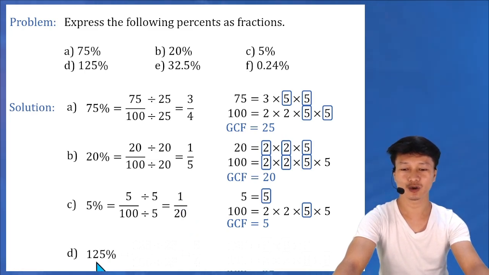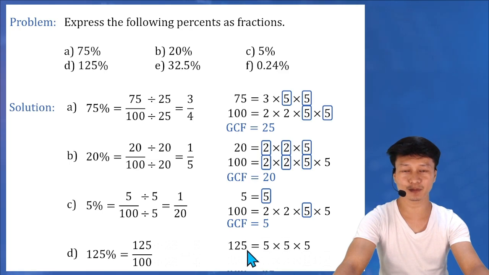Okay, so letter D. 125% is equal to, again, i-divide lang natin yung 125 by 100. And then, alamin ulit natin kung ano ang greatest common factor. Ano nga ba yung greatest common factor ni 125? Obviously, yung 125 can be expressed as 5 times 5 times 5. Yun yung tatlong prime factors ni 125. And then, si 100 naman, mananatiling 2 times 2 times 5 times 5.